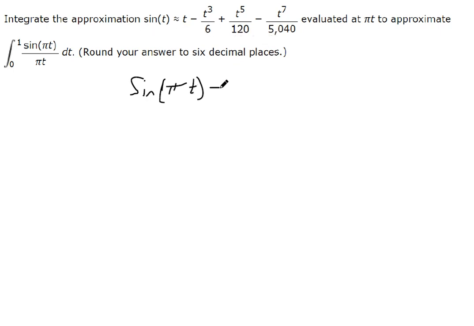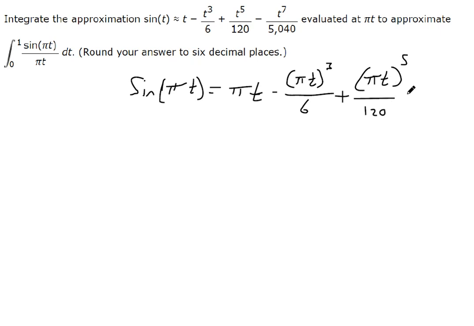So this, I'm just sticking a pi next to t. And just watch out, that's pi t to the third. You've got to put the whole thing to the third power. And I think you get the idea. Pi t all to the fifth power over 120, minus that last term. Okay, so that's not exactly what sine of pi t is, but that's a rough approximation.